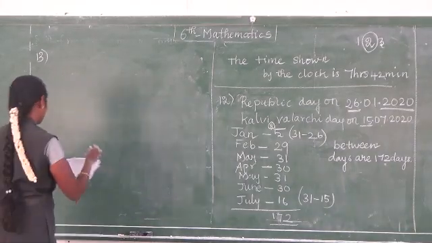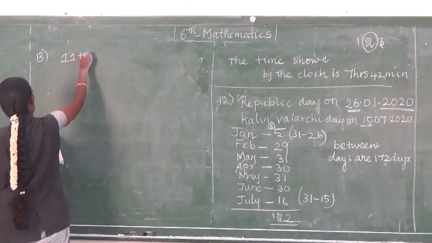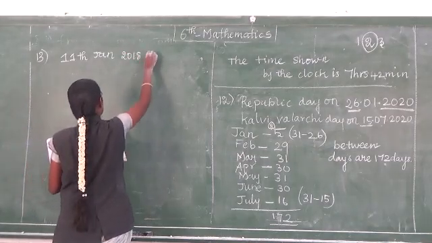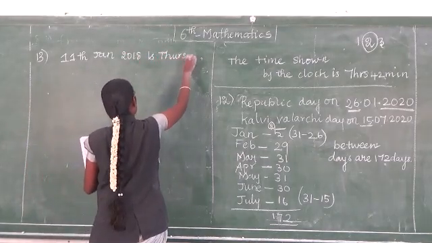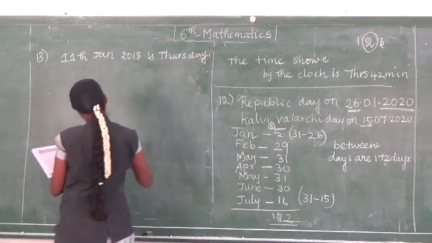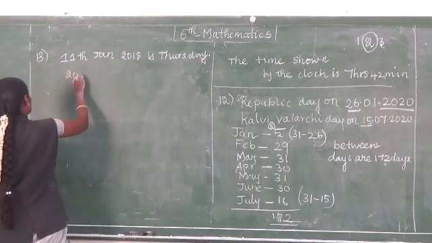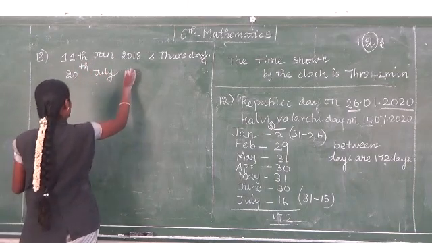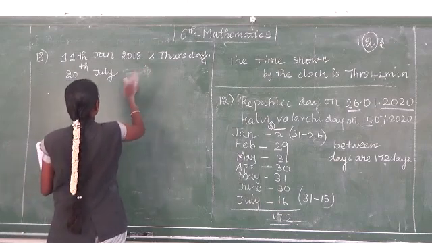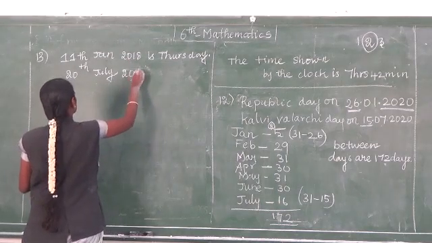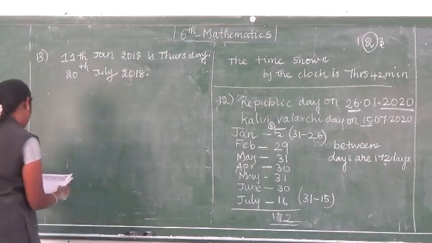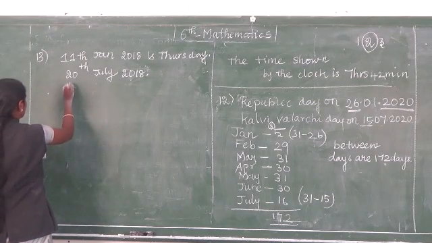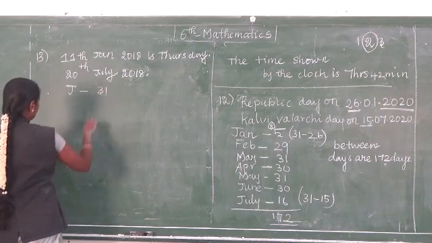See here, the question is 11th January 2018 is Thursday. Then find out 20th July of the same year. Of the same year means 20th July of 2018. So now January month, we have 31 days.